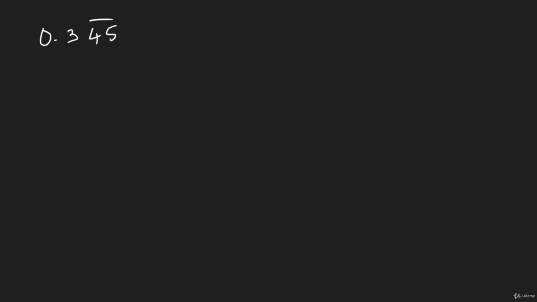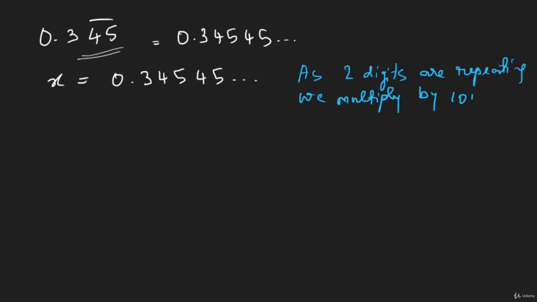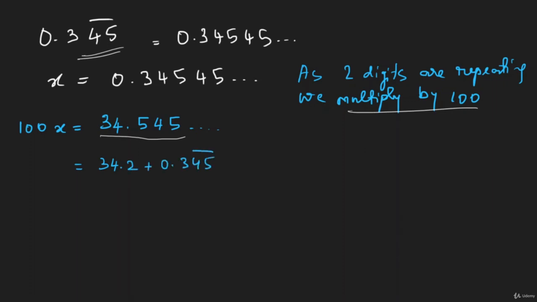Now this is equal to 0.34545, etc. Let that be equal to x. I have my x over here. Now over here you can see that two digits are repeating, right? Therefore I have to multiply the left hand side and the right hand side by 100. So that gives me 100x is equal to 34.5454, etc. Right? This can be written as 34.2 plus 0.345 with a bar on top of 45.